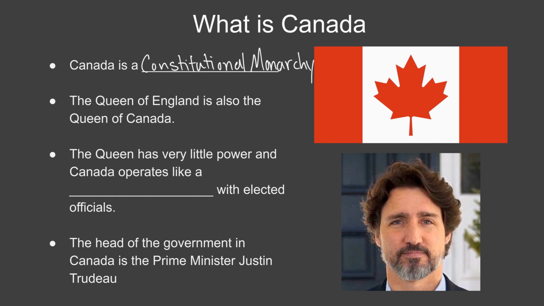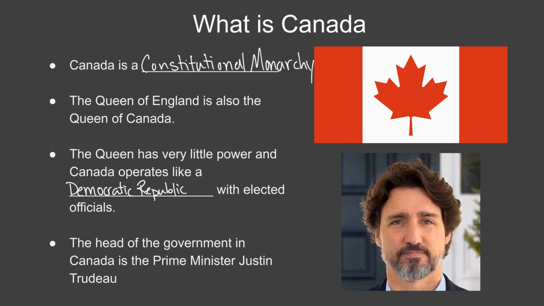And the Queen of Canada is actually also the Queen of England and also the Queen of Australia. So Queen Elizabeth II is also the Queen of Canada. Most people think of her only as the Queen of England, but that is not actually true. However, in Canada, and England for that matter, the Queen has very little power, and both countries, Canada and England, really operate like a democratic republic. So the people in these countries still get a vote on elected officials, and they still get to vote on different laws within their country.